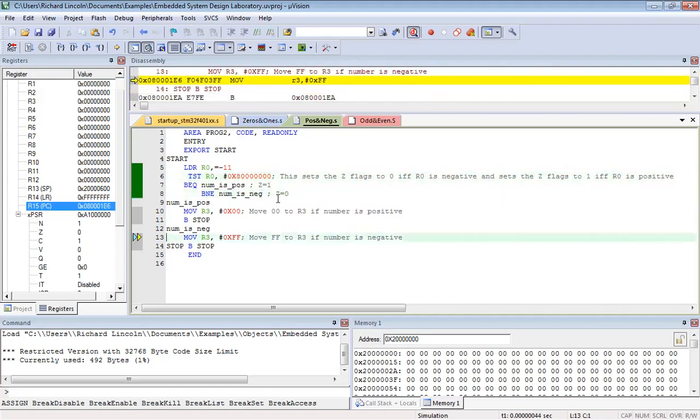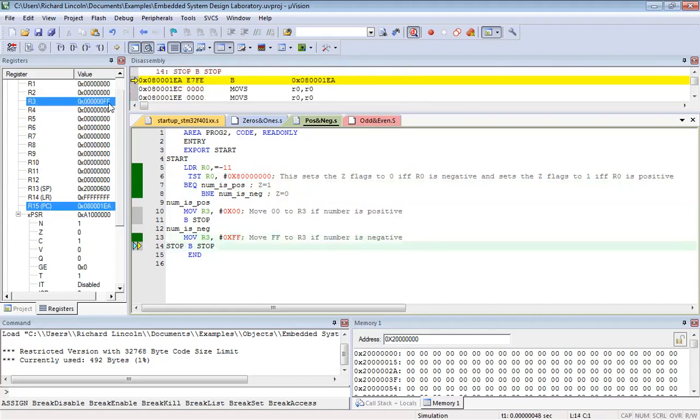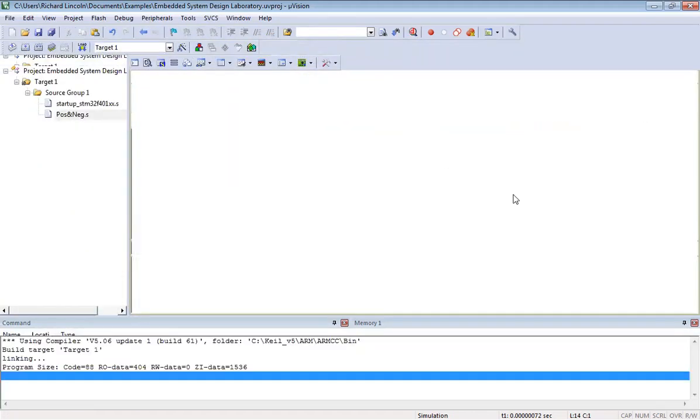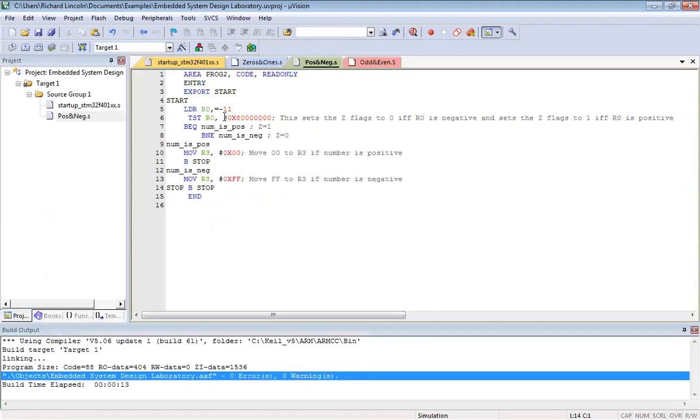Okay, so immediately it will jump here and it will try to move, as per my condition, FF to R3. So right now you can see R3 is 0 and immediately FF is moved to R3, showing that the number is negative. Okay, so you can try out with the other numbers as well. And let me just probably change it to positive and show you what is going to happen.